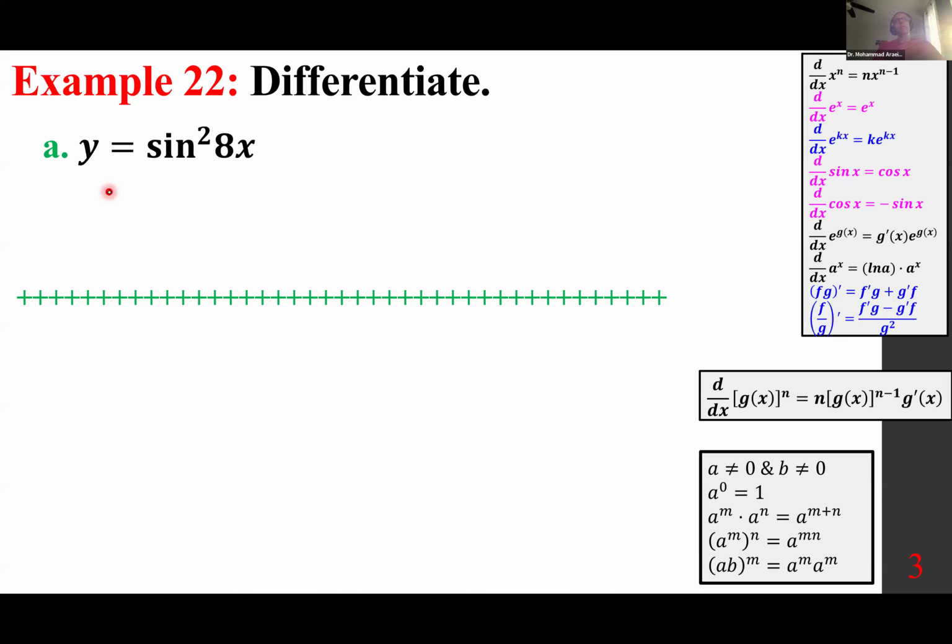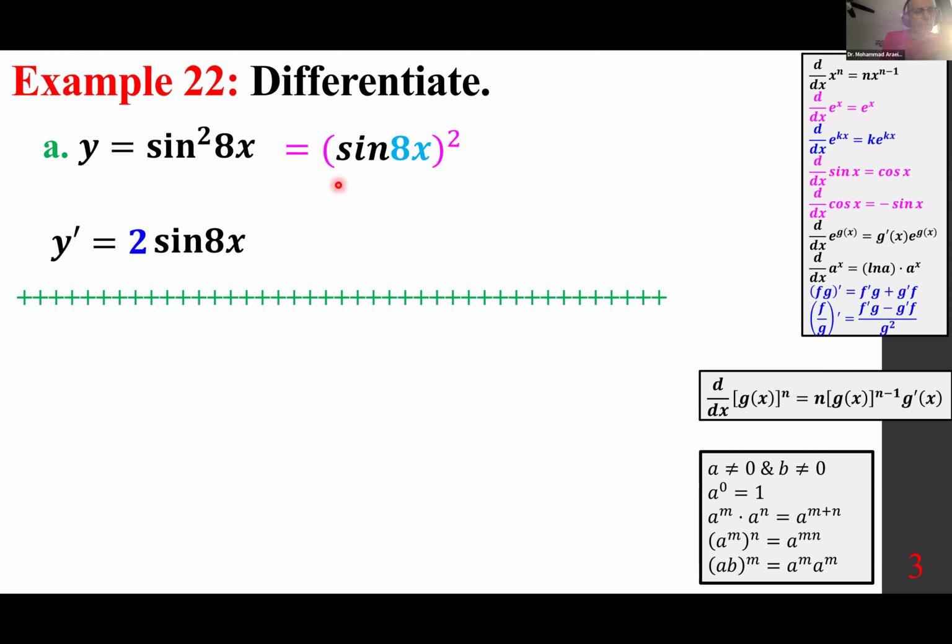Here's the example. We want to look at y equals sine squared of 8x. Just to make sure we know what we are dealing with, we're going to rewrite it as sine of 8x to the second power. This way we know that we have to use the extended power rule. So we start with 2, then sine 8x to the power of 1, or simply sine 8x.